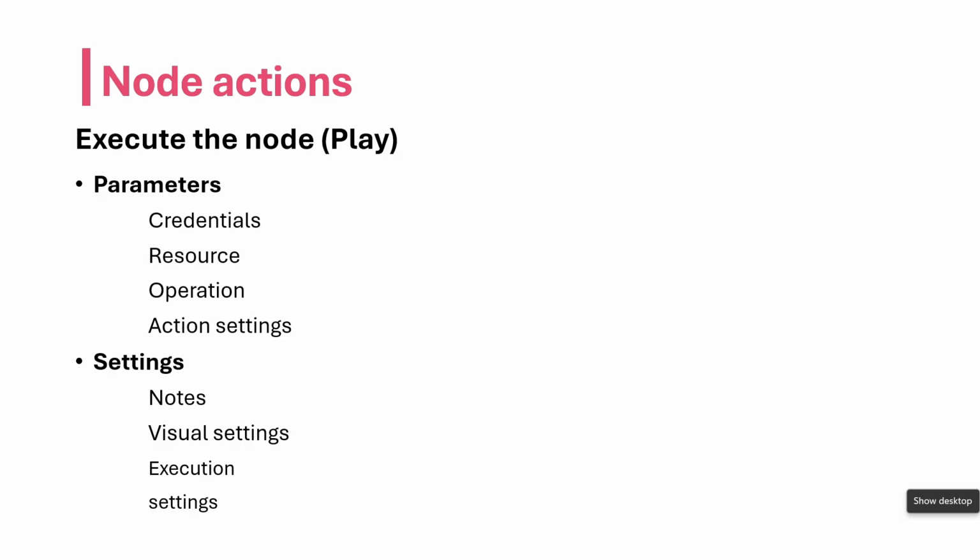Now there are certain parameters where you define what the node should do. For example, resource, the app or service like Gmail, Slack, or Google Sheet. Then there is operation, the specific task they perform, like sending a message, creating a row, or how to get or fetch the email. Then there are credentials, that is the API key. So it's just like an ID and password.